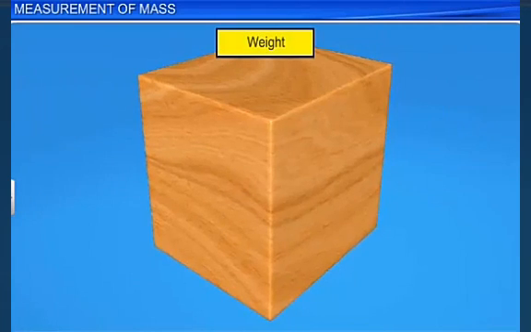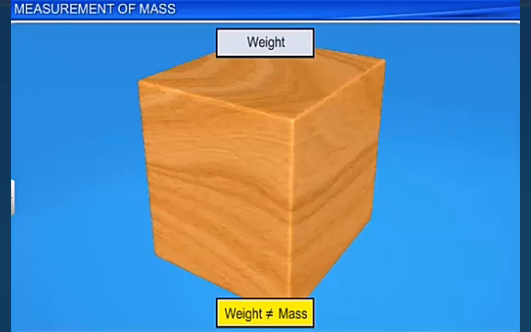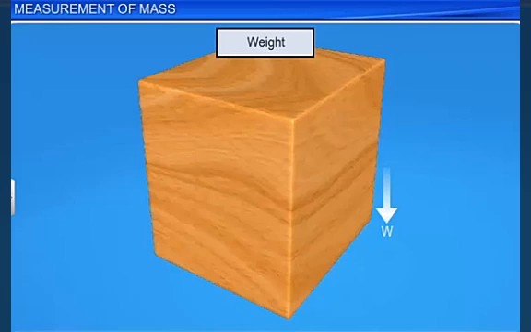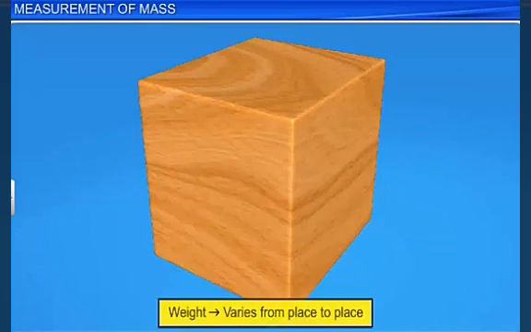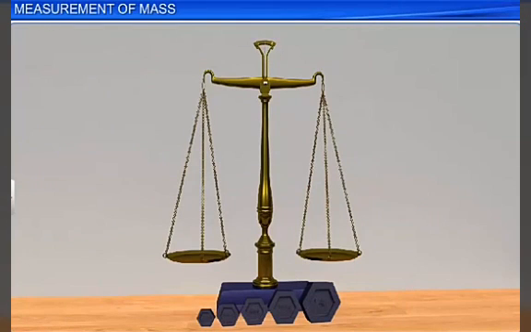Very often the term weight is used instead of mass. However, weight and mass are different. The weight of an object is defined as the force with which the object is attracted by the earth. The weight of an object varies from place to place, whereas its mass is always constant. It does not change with position or place. The mass of an object is measured by a common balance by comparing it with a known standard mass.